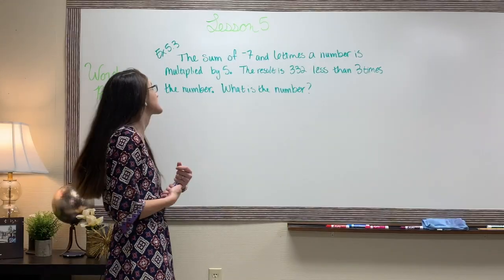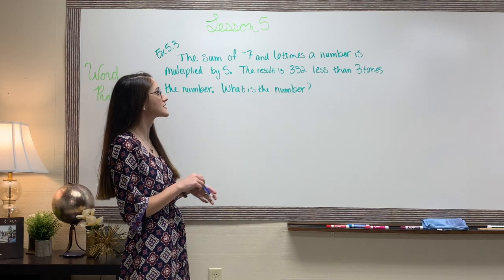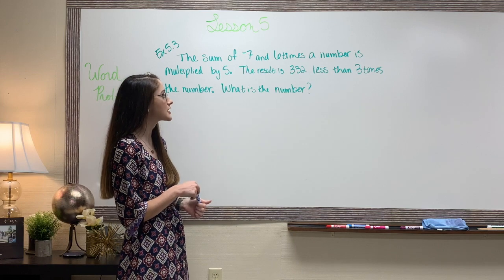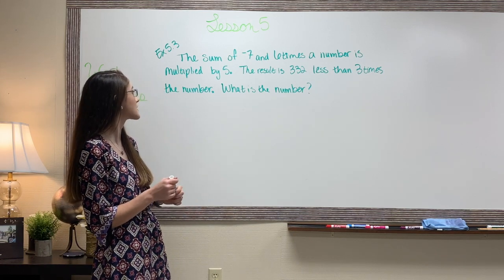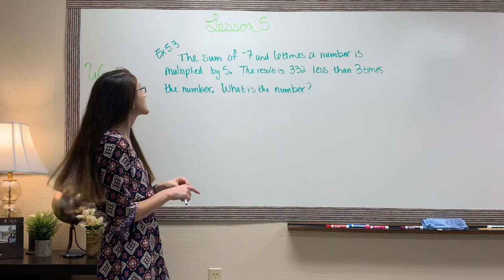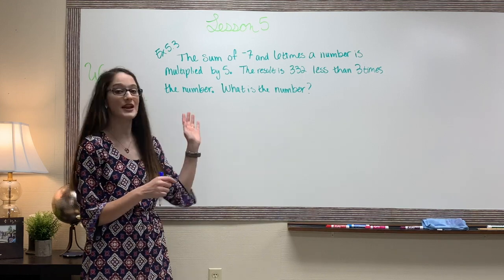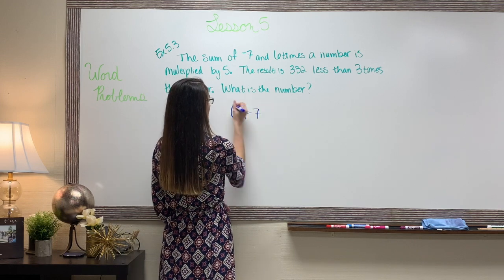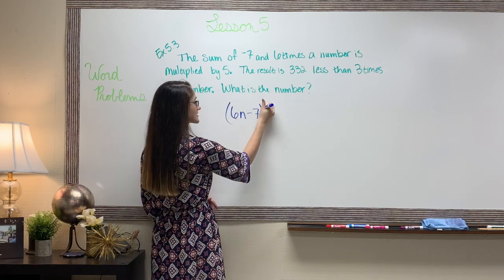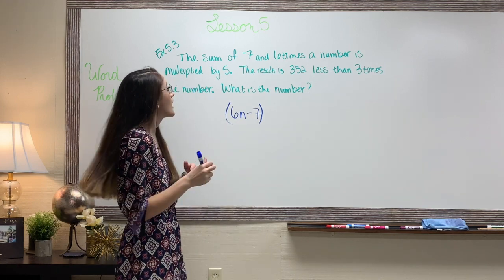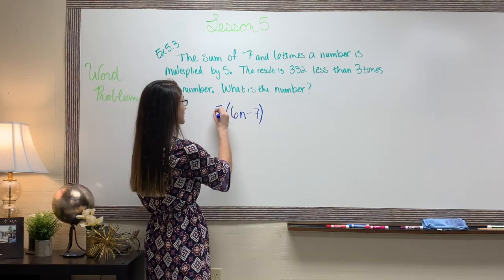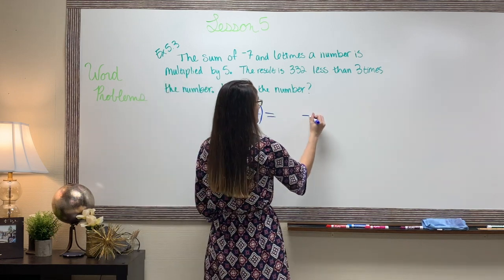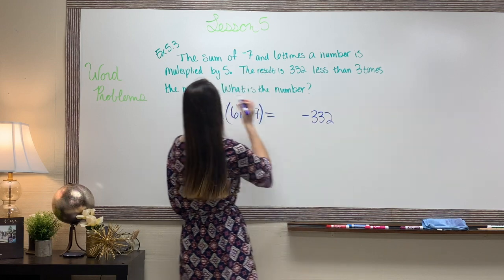Our last example for this concept is the sum of negative 7 and 6 times the number is multiplied by 5. The result is 332 less than 3 times the number. What is the number? So the sum of negative 7 and 6 times the number. So 6 times the number and negative 7. That's sum. Okay, so even though it says minus 7, it's still the sum. And then it says it's multiplied by 5. The result is 332 less than 3 times the number.